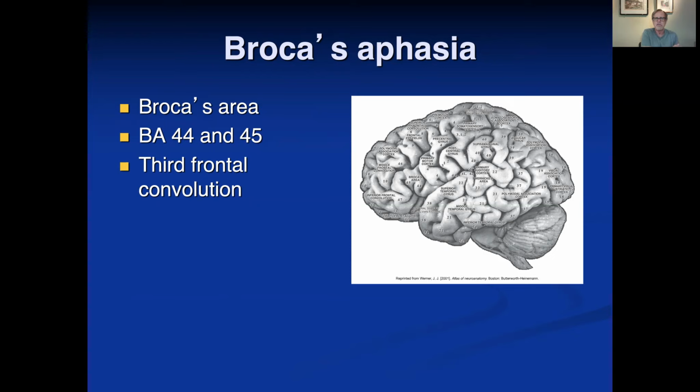So first, Broca's aphasia, and you already know this. You know it from chapter 2, I think it was. Broca's aphasia is associated with brain injury that includes Brodmann's area 44 and 45, or the third convolution right here, and that would be on the dominant side of the hemisphere.